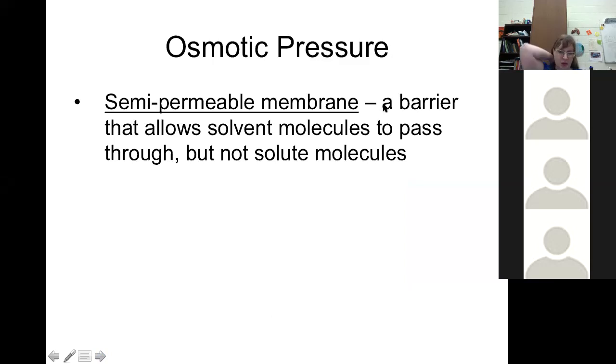So a semi-permeable membrane is a barrier that allows the solvent molecules to pass through, but not the solute molecules. And again, this PowerPoint is posted elsewhere, but if you'd like to have these in your notes, writing it down is definitely a good way to help commit it to memory. So the more ways you process information, the better you're going to remember it. So writing it down, even though it's available in another form, is not a bad idea.